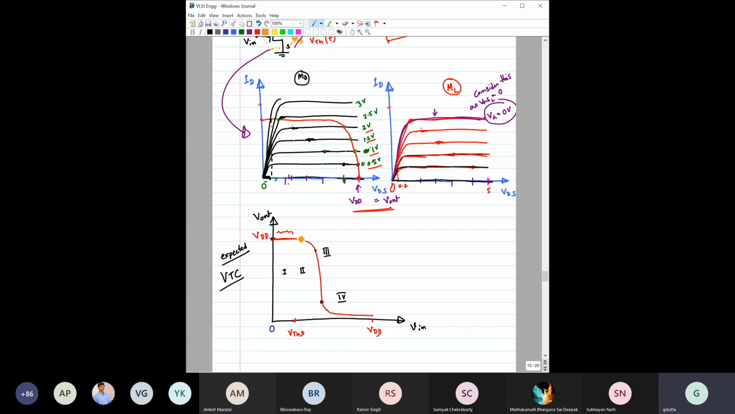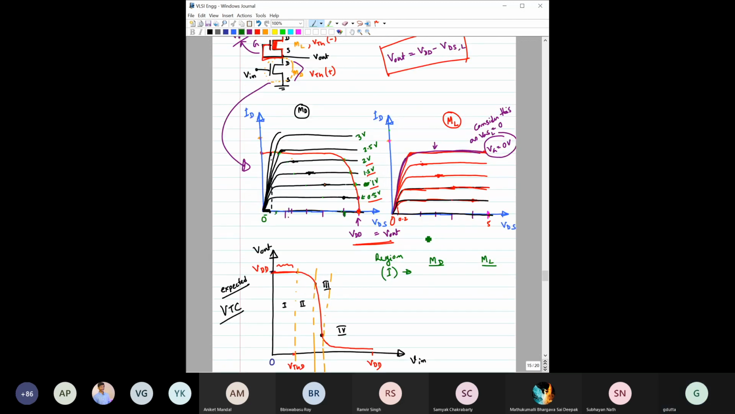Okay, if this part is clear, then let us divide this total VTC into a couple of regions. One is this region, one is this region, and the other one is this region. So regions 1, 2, 3, and 4. Okay, and let us see. So in region 1, please tell me which transistor is in which mode. So this is MD, the driver transistor. This is ML, the load transistor.